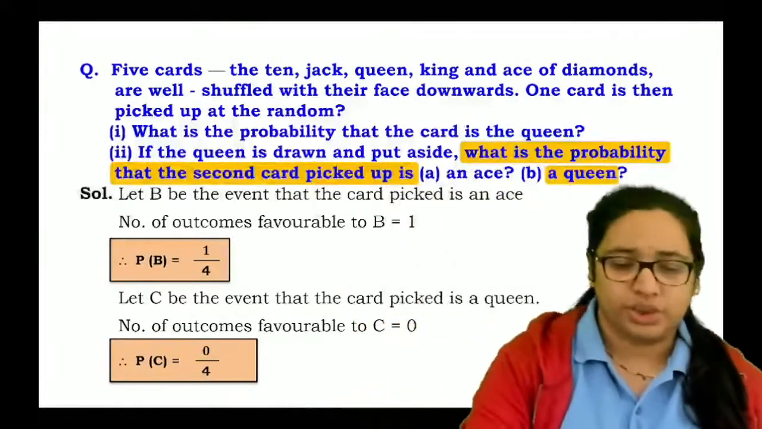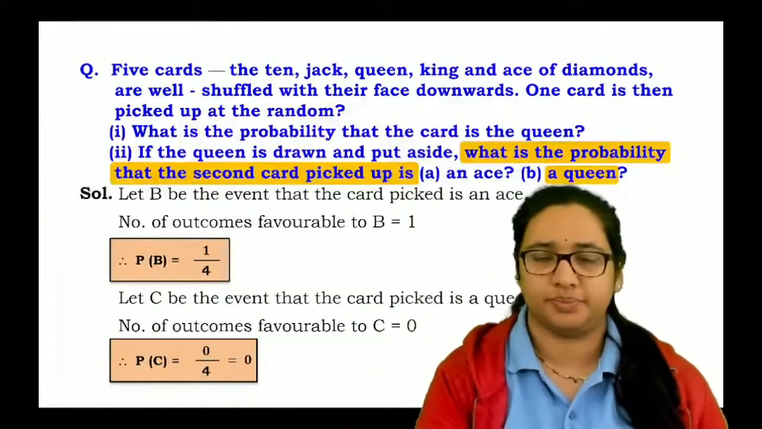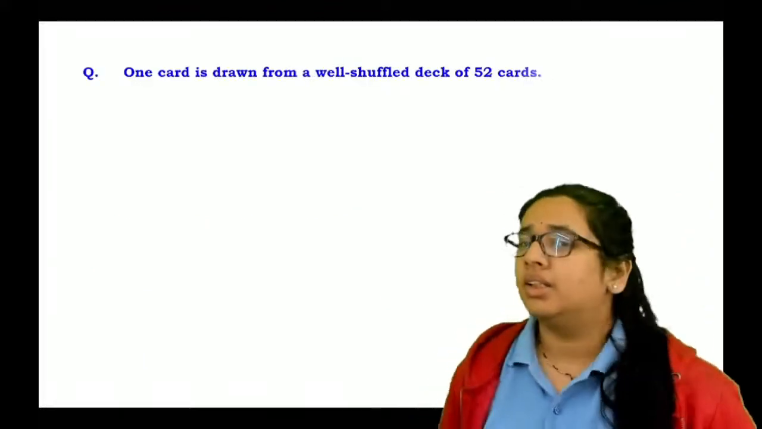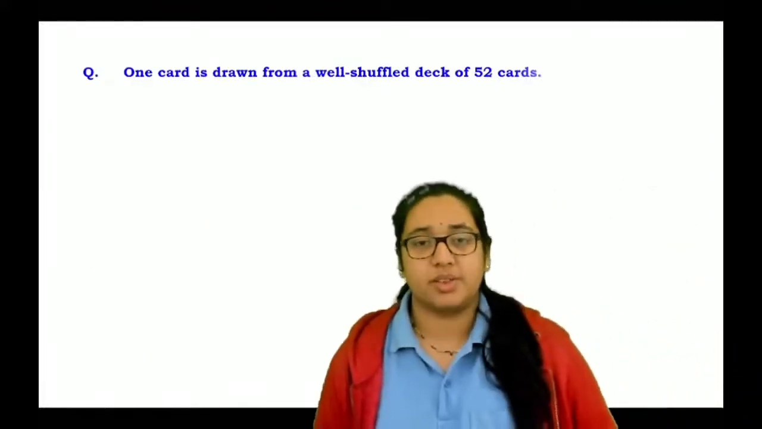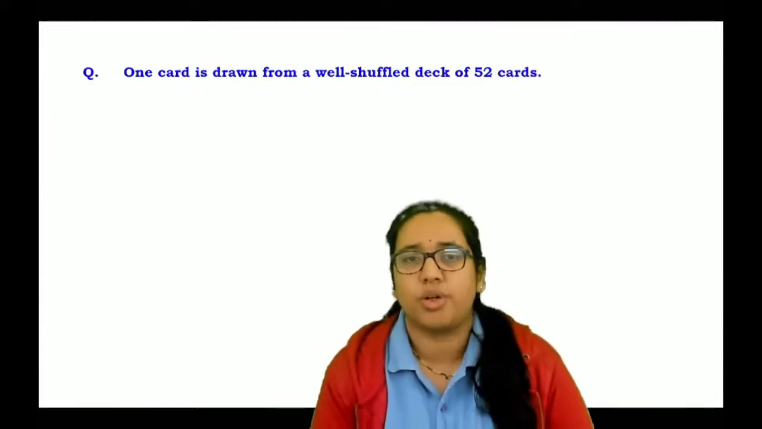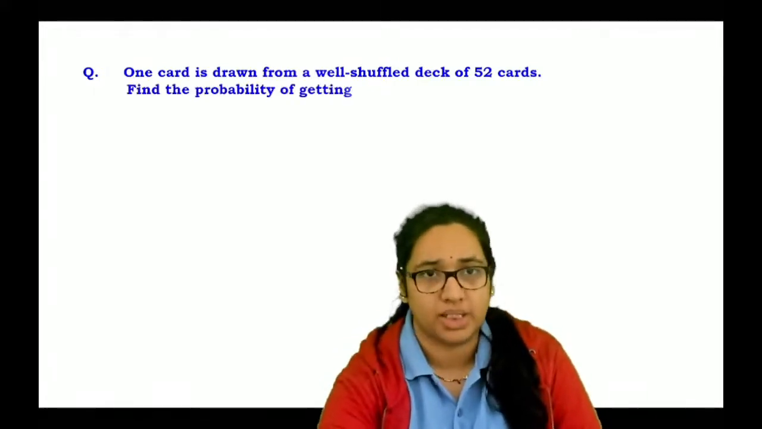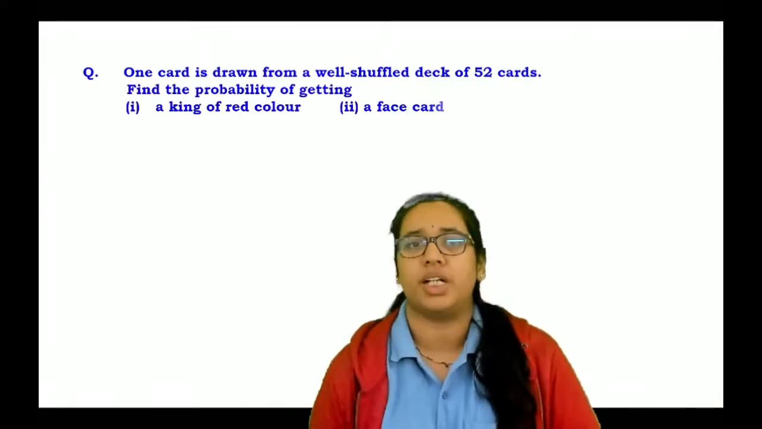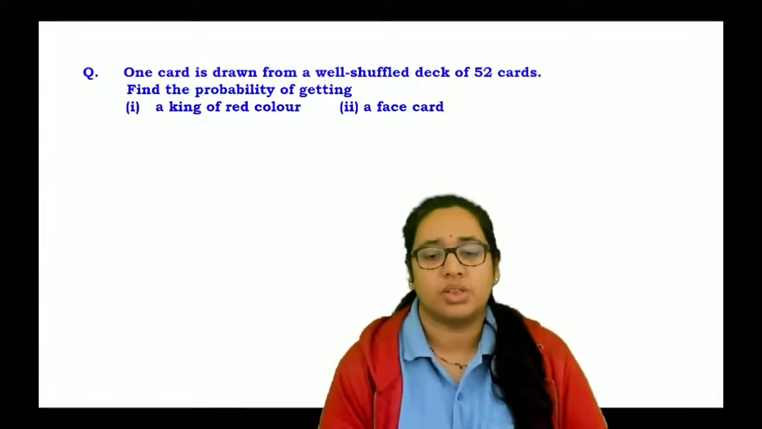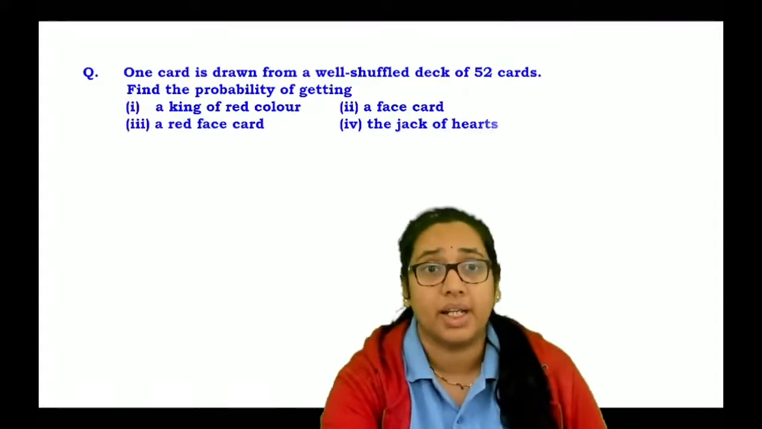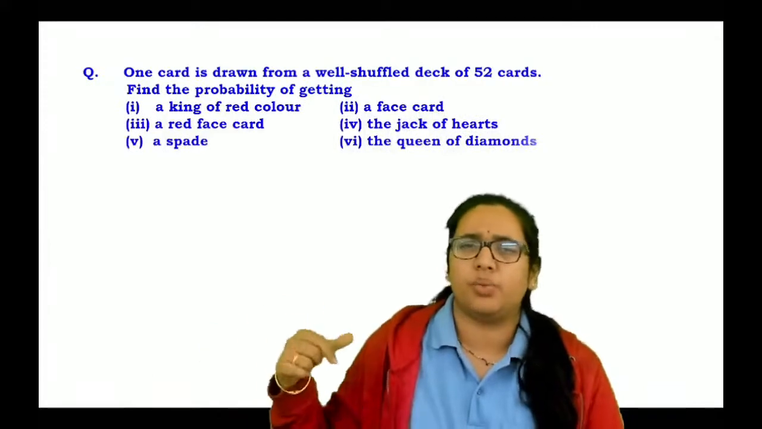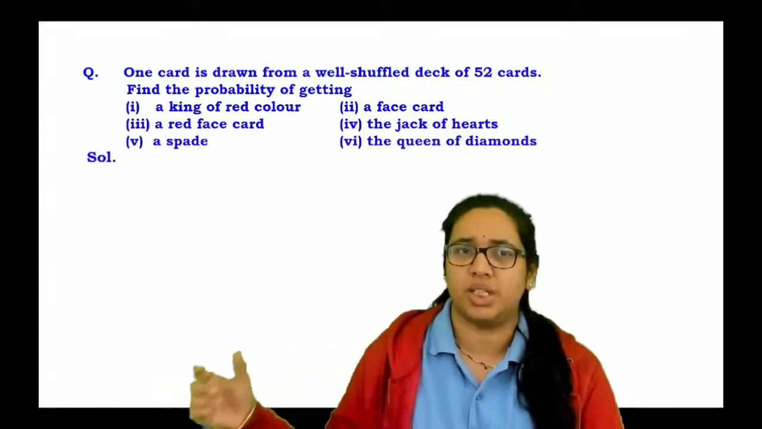Okay. Should we go for the next question? Yes. Again, we are just going through a few questions based on a well-shuffled deck of 52 cards. One card is drawn from a well-shuffled deck of 52 cards. Then find the probability of getting a king of red color, a face card. So we'll just do it one by one. Again, a red face card: jack of hearts, a spade, the queen of diamonds. So the question is something like this.